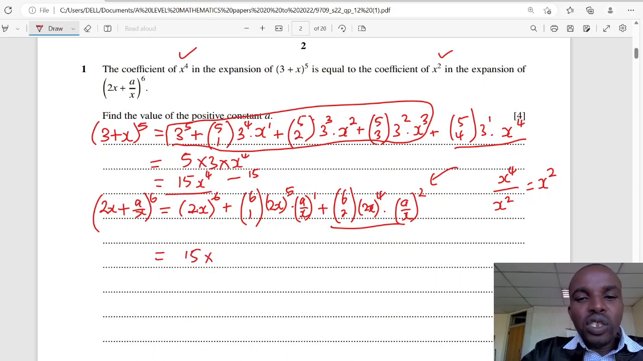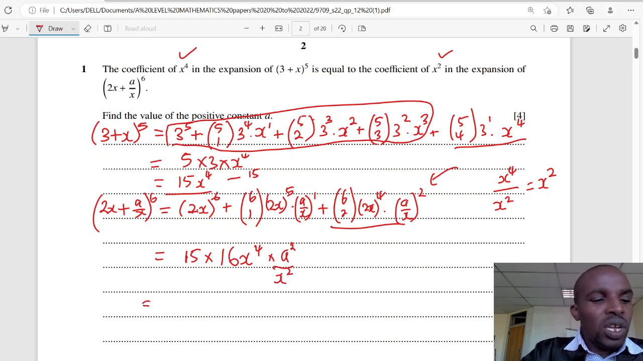Then times 2 to the power 4, it's also 16. It's 16. Then x to the power 4, then times a squared, you share the power, a squared over x squared, like this. Then it will be equals to 15 times 16. You get 240.